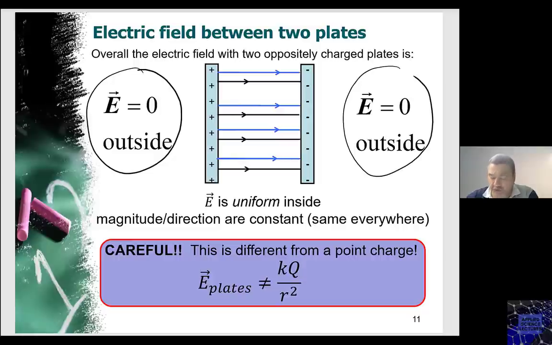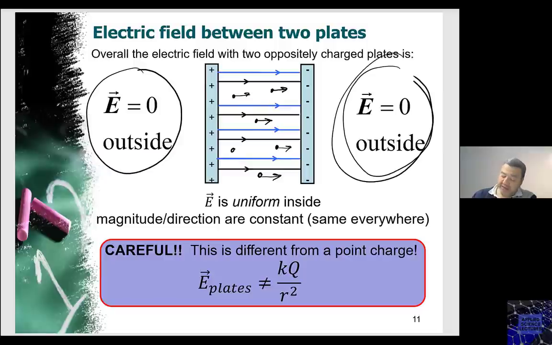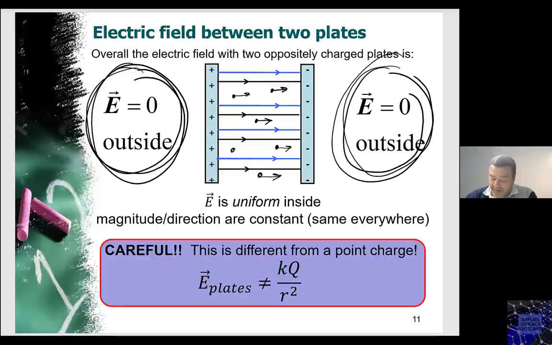Why uniform? What does the word uniform mean? The word uniform means that at any point in between those two plates, the magnitude is constant and the direction is also pointing in the same direction. Ideally, as I said, the electric field outside here is zero. Why? Because the electric field coming from the positive plate is in the opposite direction to the electric field coming from the negative plate, and that's why they cancel each other outside, and this is ideal.